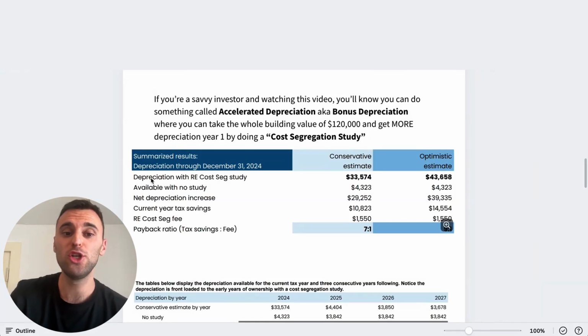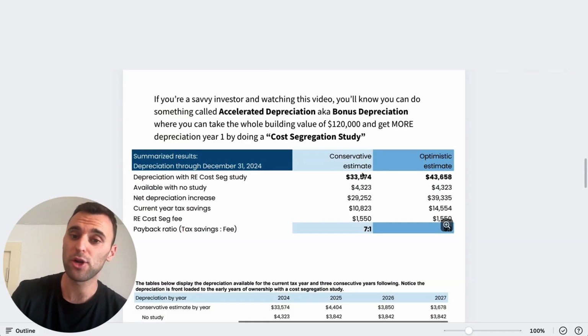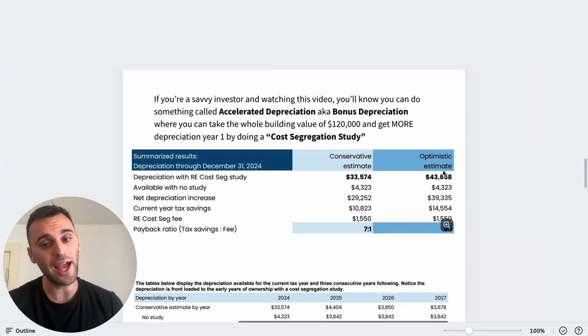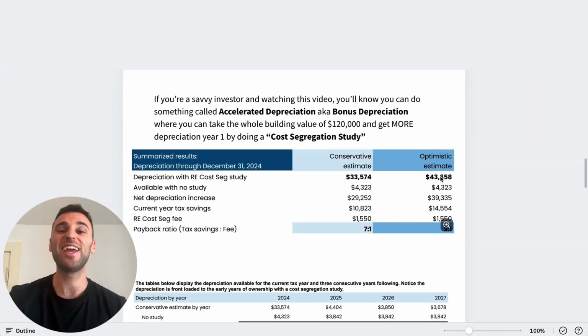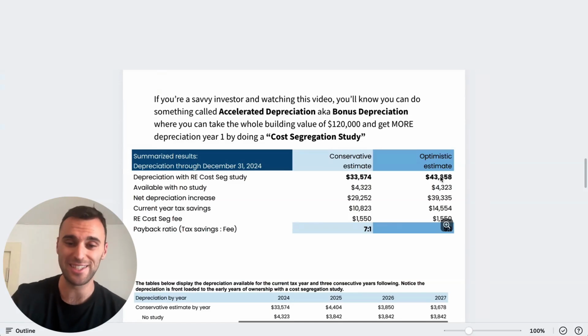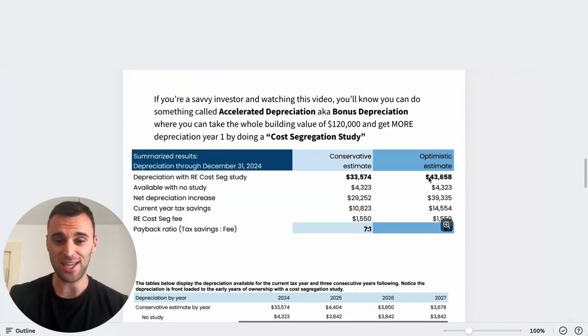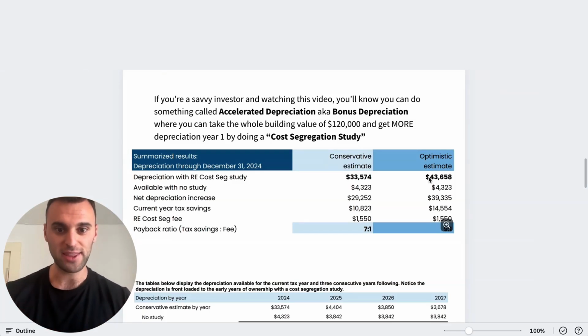But if we do a cost segregation study, what we're going to be able to do is get, on the low end, $33,000, and on the high end, $43,000 in depreciation in year number one. Okay. Now that's insane. I'm going to show you an example here in a second to show you what that actually looks like. But just take that in for a second.